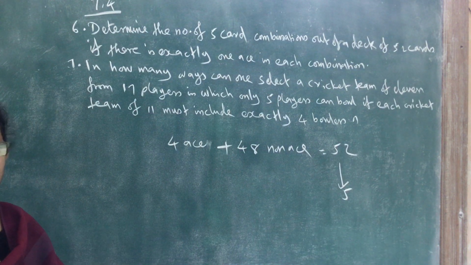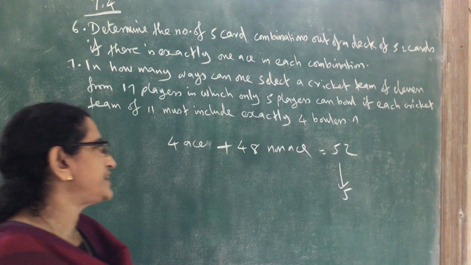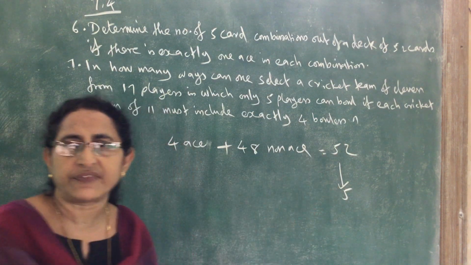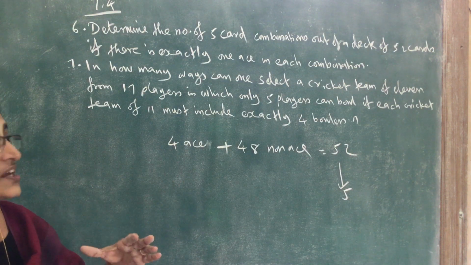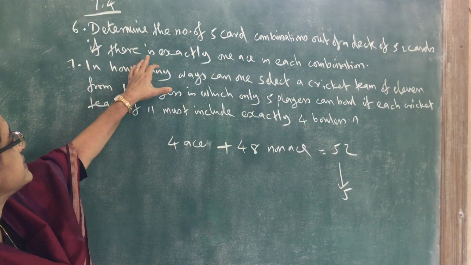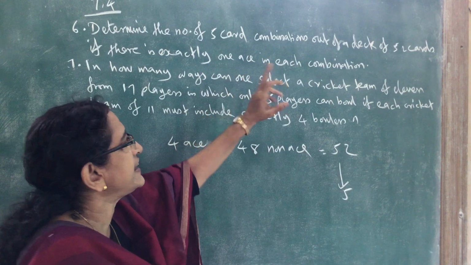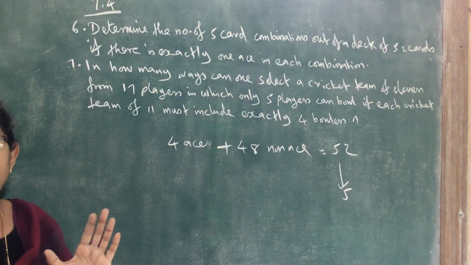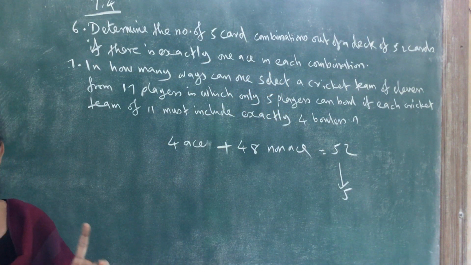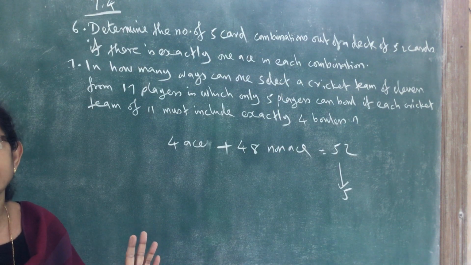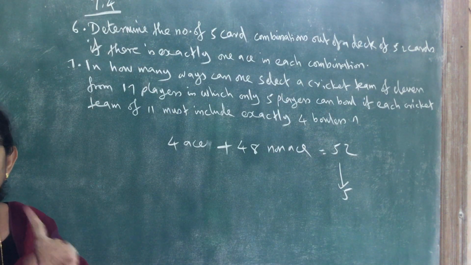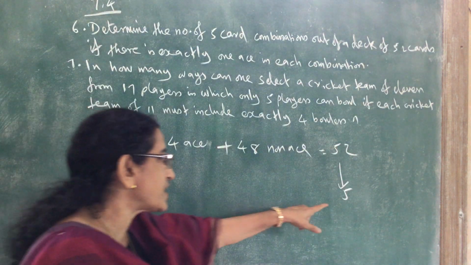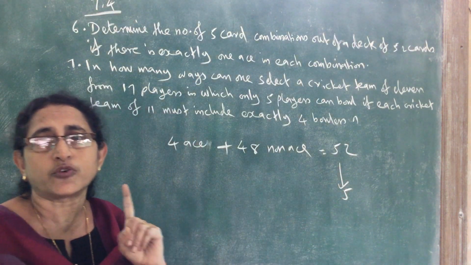If there is no restriction, we can directly find 52C5, the number of combinations of 5 cards. But here there is a condition: there is exactly one ace in each combination. The word exactly is very important. Exactly one ace, so no more than one ace is possible, one and only one. So in the 5 cards, exactly one should be an ace.